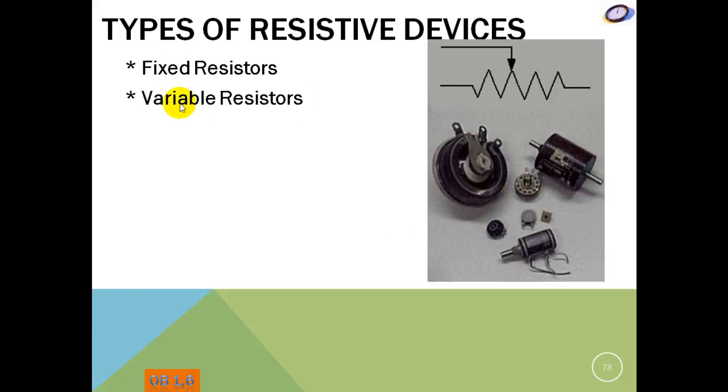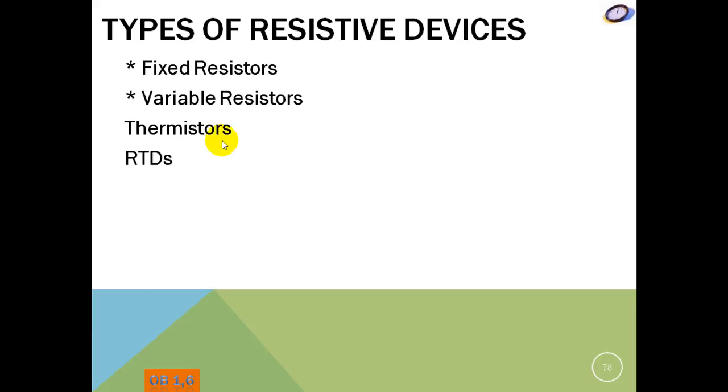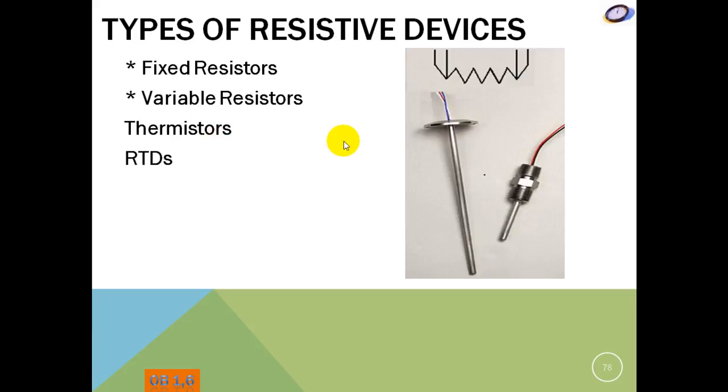And with fixed resistors, you also have variable resistors. You can literally vary both manually and electronically vary the resistance of the resistor. These will be the two categories that we'll be using: fixed resistors and variable. We also have thermistors. As temperature increases or decreases, the resistance will change. RTD is very similar. You change the temperature and your resistance will change.